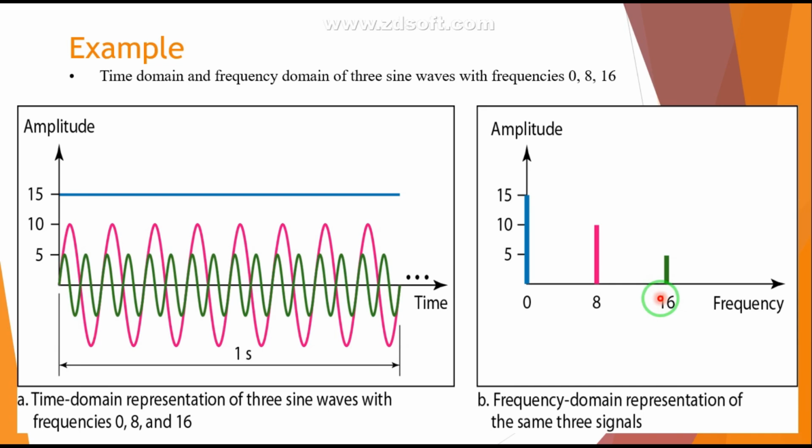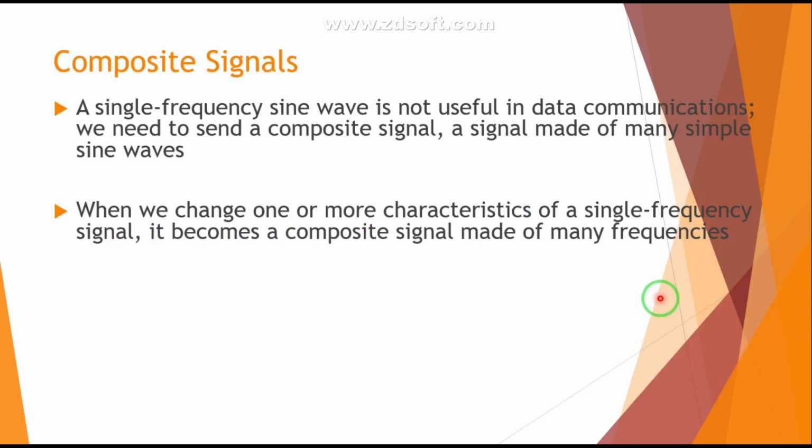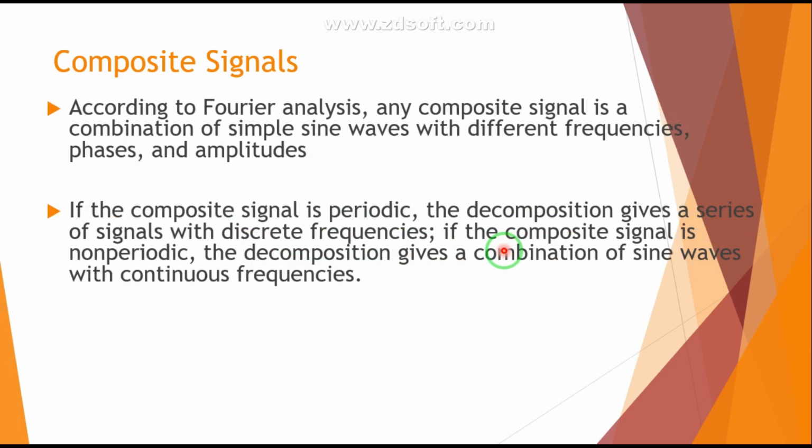So hope you understood the time domain and frequency domain of sine waves. Now what is a composite signal? A single frequency sine wave is not useful in data communication, guys. We need to send a composite signal, a signal which is made up of many sine waves. And when we change one or more characteristics of a single frequency signal, it becomes a composite signal made up of many frequencies.